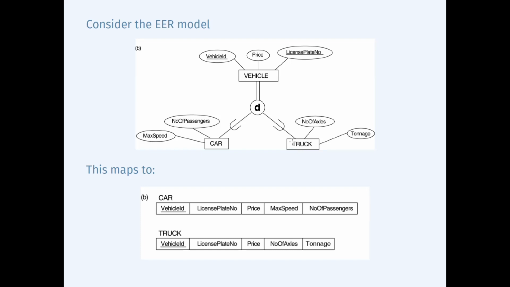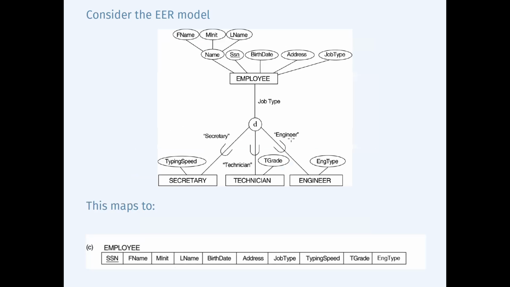And then the final option is, instead of creating the choices, you can have a single relation where you have everything together, like employee and the attributes, plus you can have a job type. Depending on the job type, you can have typing speed, technician grade, and engineering type. So these are 3 possibilities.